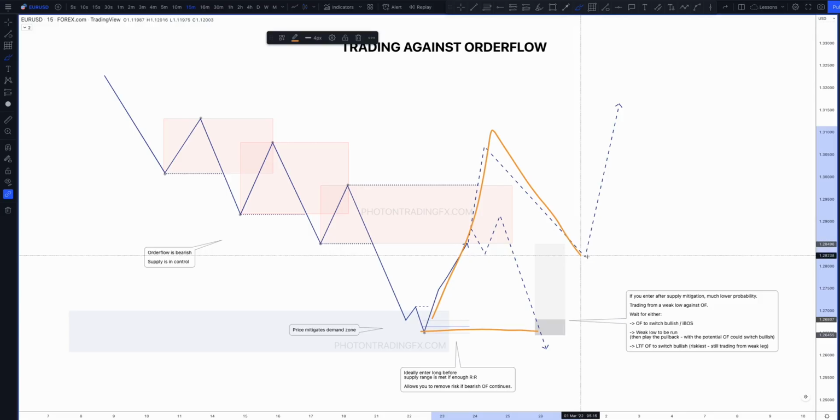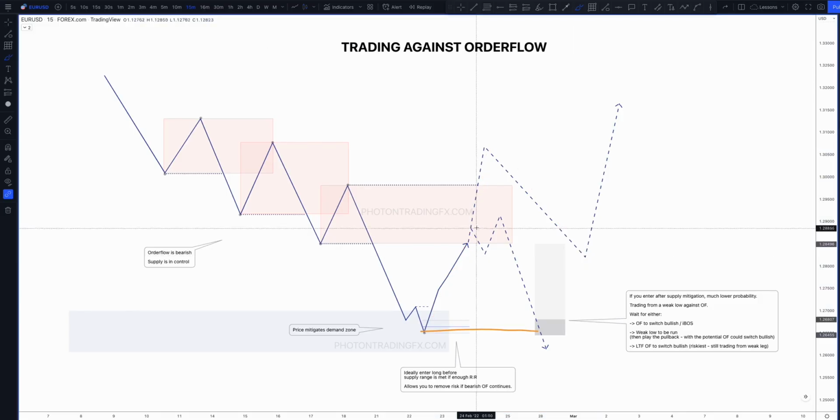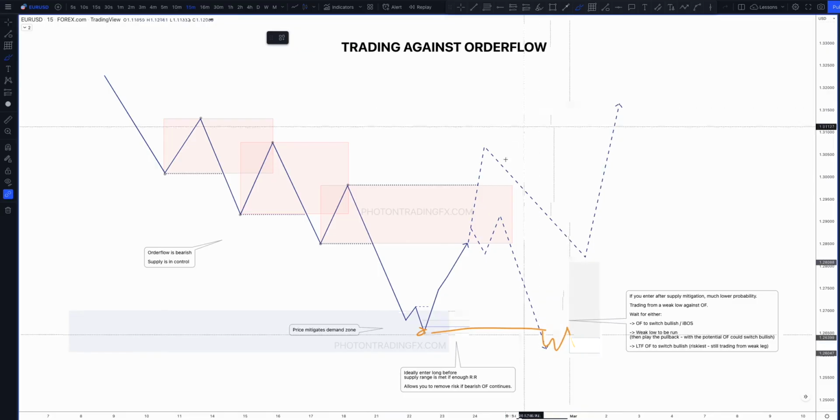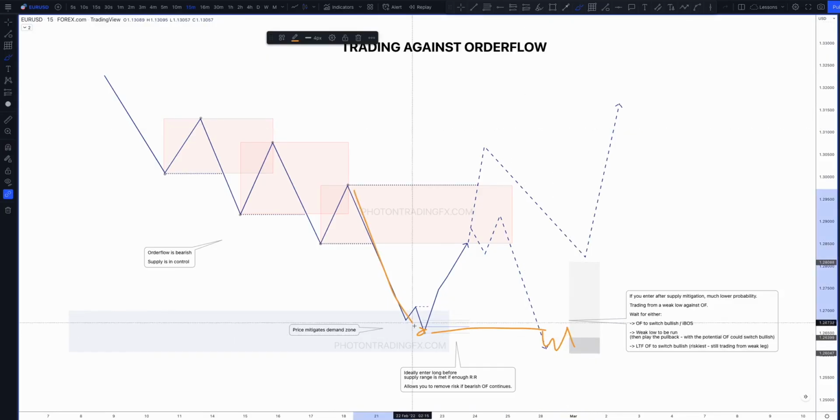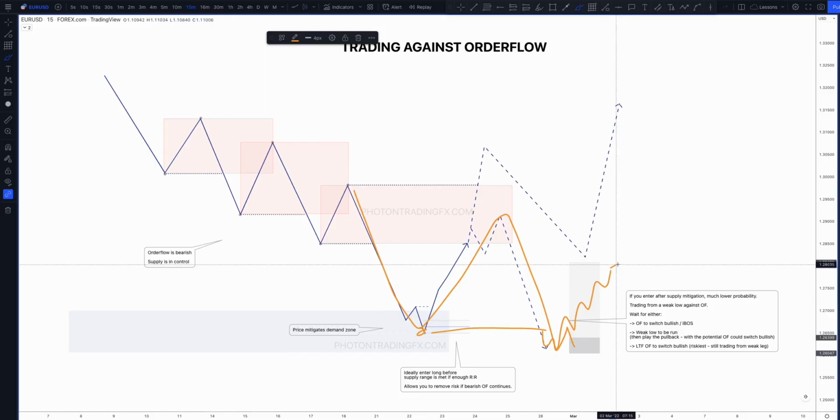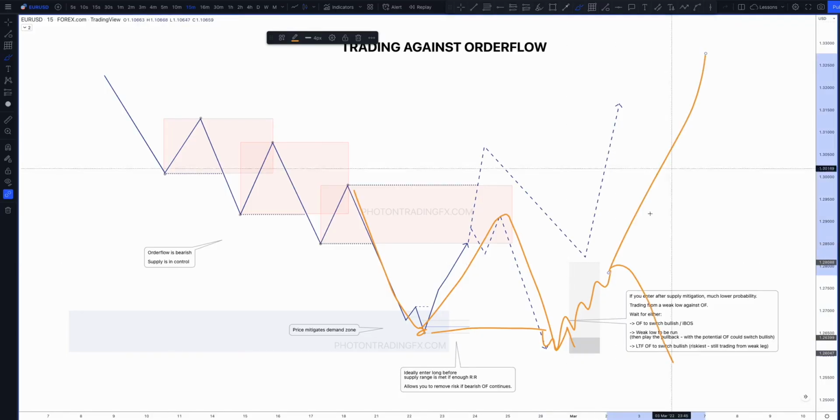The second option is when it's coming back down, and then the model gets you long here, against the larger bearish order flow state. At least you're playing that back. You can remove your risk, it comes back down, and you've covered yourself, but it could turn into that move. So that's your second option. That's what I mean: play the order flow as it could switch.